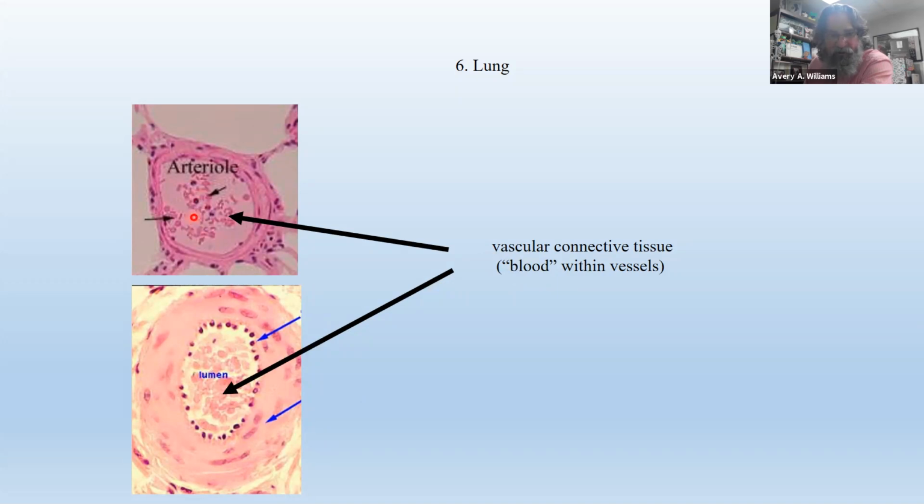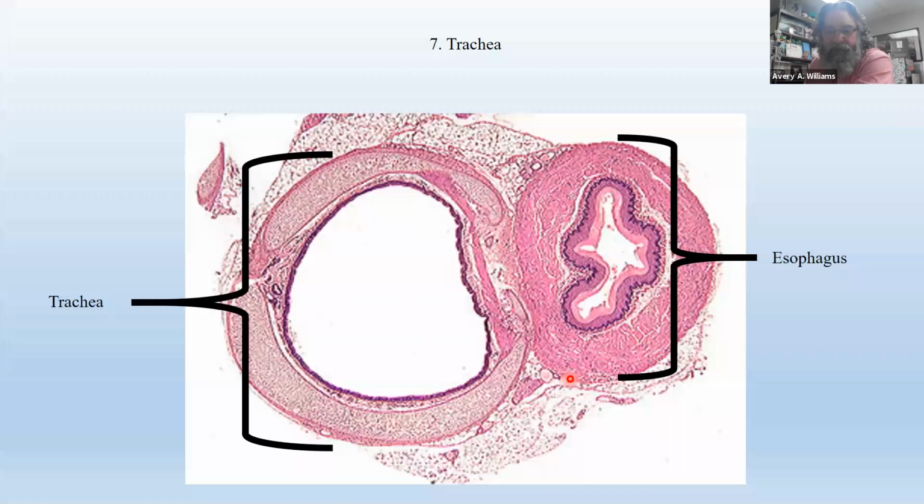But the little cells you see in there, we're going to look at the types of cells when we look at just a blood smear. But for right now, if I pointed in here and said, name this connective tissue, you should call it vascular connective tissue, which you commonly refer to as blood. Okay, so there's that. And that's the lung. Next, we're going to the trachea.